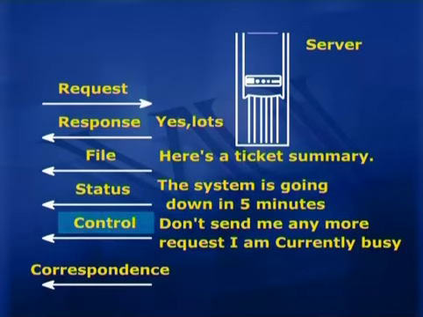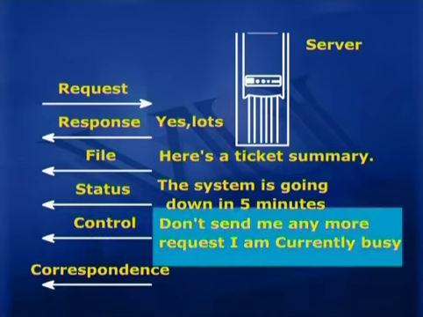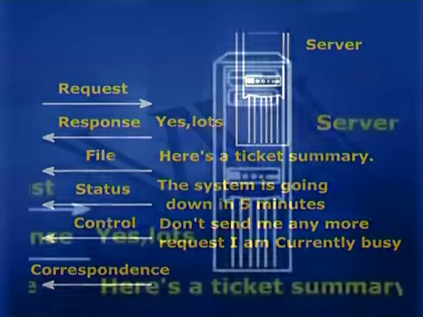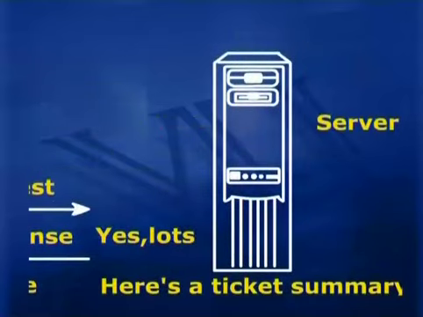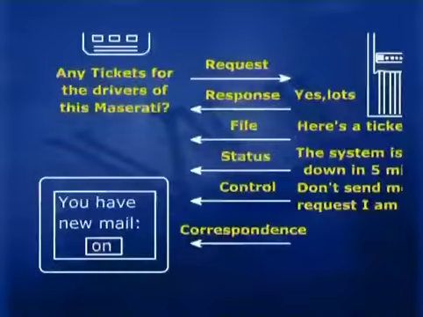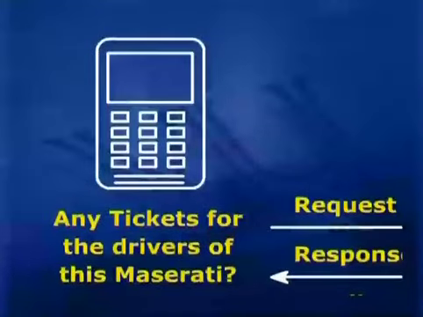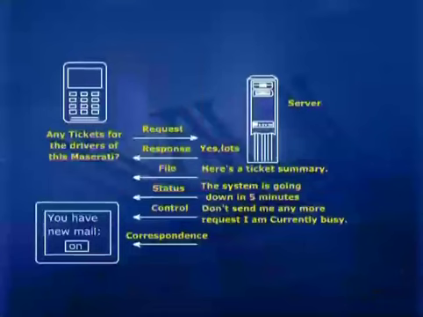The fifth message is a control message. The file server that keeps the information database sees that it's going to be a little busy for the next 5 or 10 minutes, and therefore it sends a message to the homing device telling all the policemen in all the area not to send any more requests because the server is currently busy. Similarly, there can be correspondence between the policeman or the police staff sitting on the server end and the homing device of any specific policeman. And these types of messages will come under the correspondence messages.